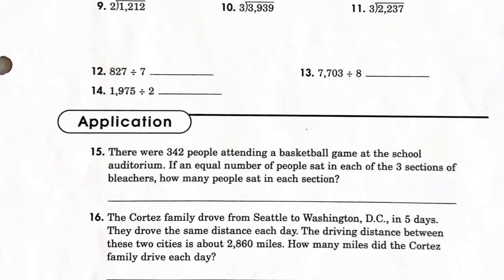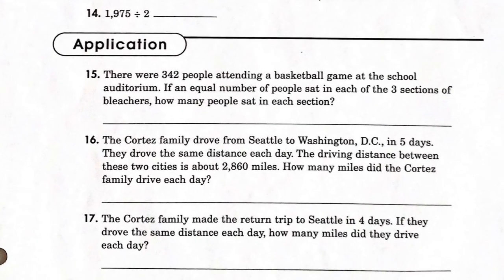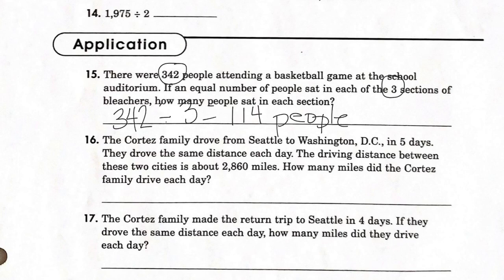Then on the application, you are going to read the problems. Like, there were 342 people attending a basketball game at school. If an equal number sat in the sections, which is 3 sections, you're going to take 342. You're going to divide by 3. When I do that, I get answer 114. It's a word problem, so I have to label it.